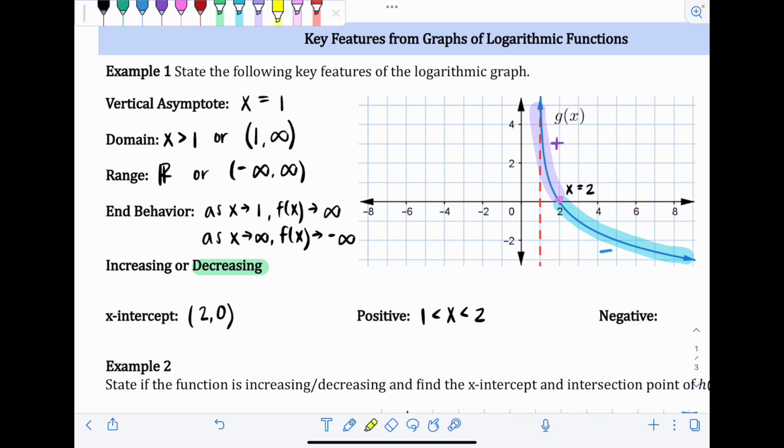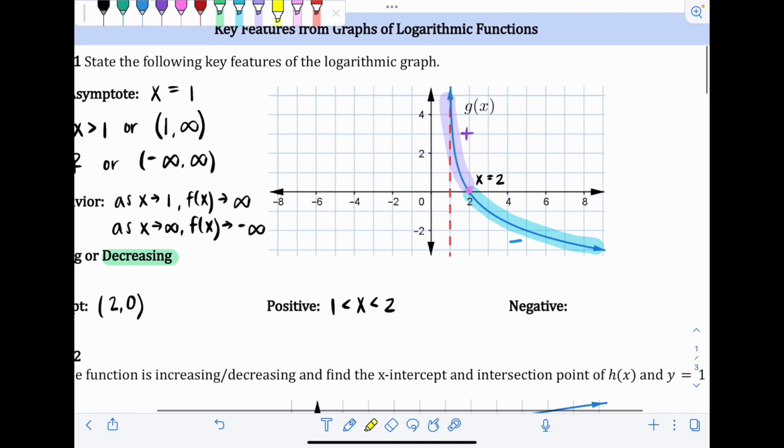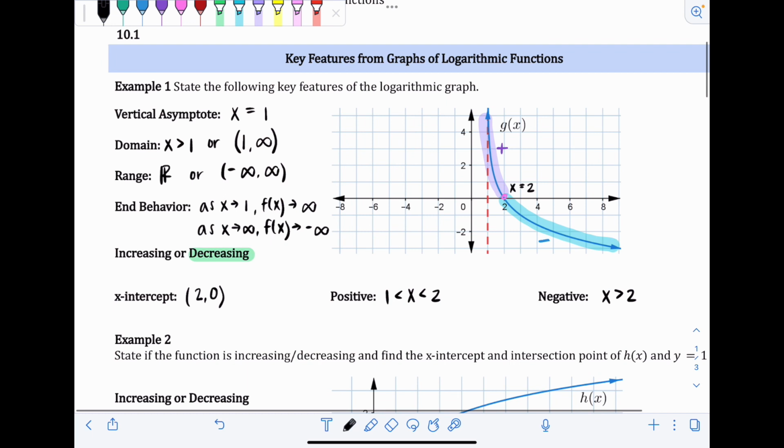Technically, it would be undefined over here, so we wouldn't be able to say it was positive. We'd say it's undefined. And then for where it's negative, it starts becoming negative after x equals 2. So we would say when x is greater than 2 is where it would be negative. Okay, so positive is asking for what intervals is it above the x-axis. Negative is asking for what interval is it below the x-axis.